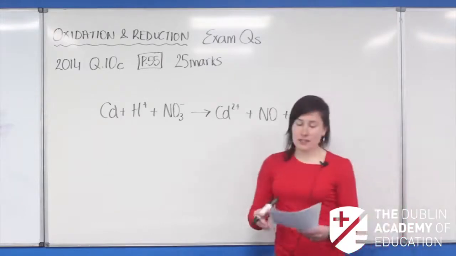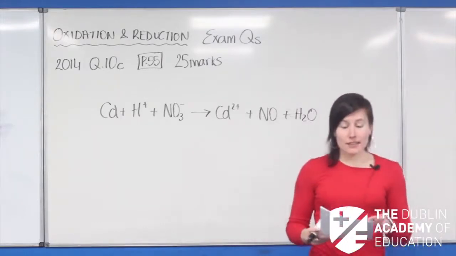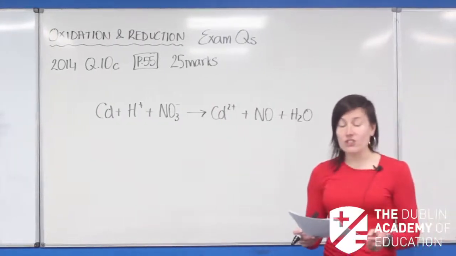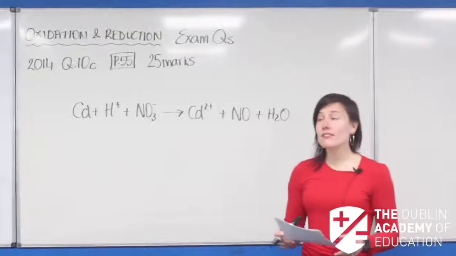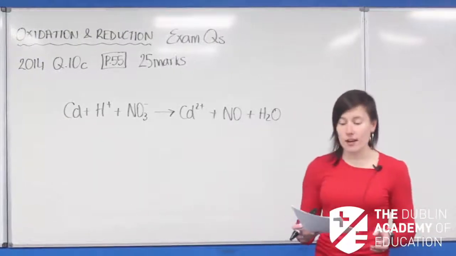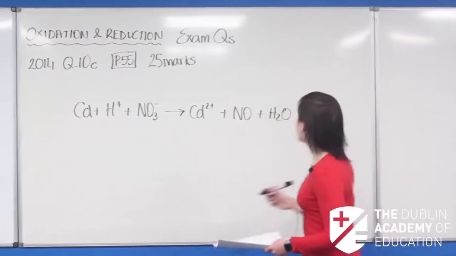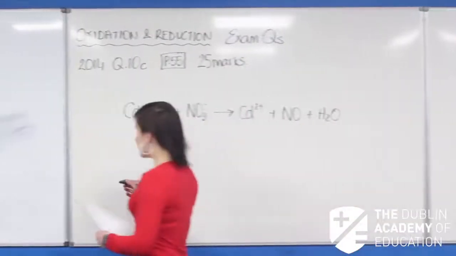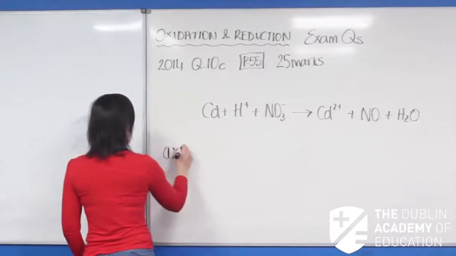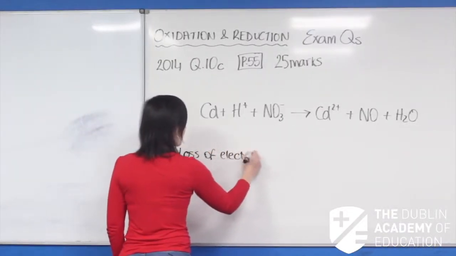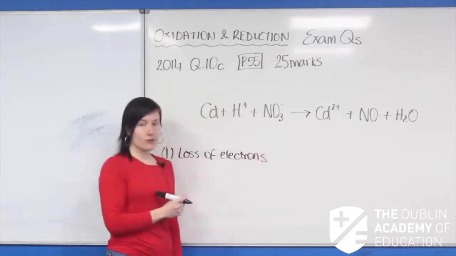So if we have a look at this question, first of all, for 6 marks, we're asked to define oxidation in terms of electron transfer and change in oxidation number. So this is the first 6 marks of our 25. So define oxidation in terms of electron transfer. Well, oxidation in terms of electron transfer is the loss of electrons. Okay, remember your OIL RIG, so the loss of electrons.